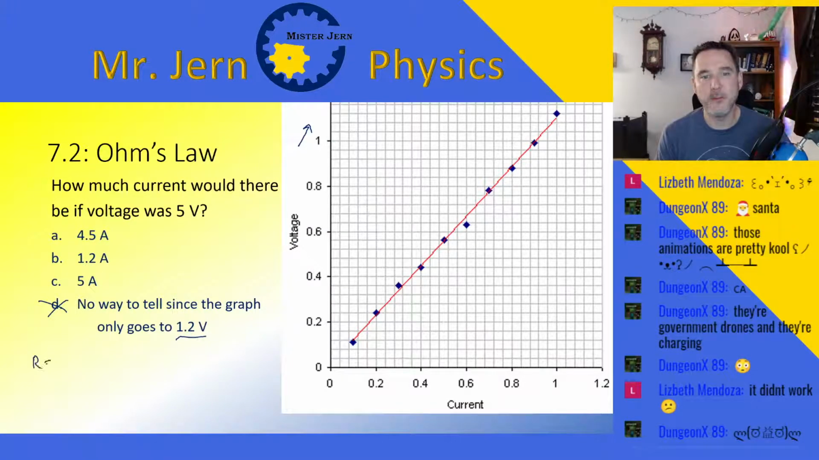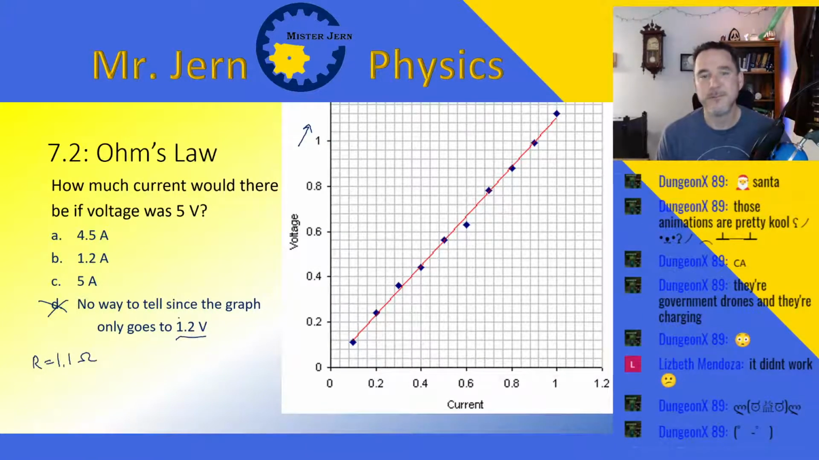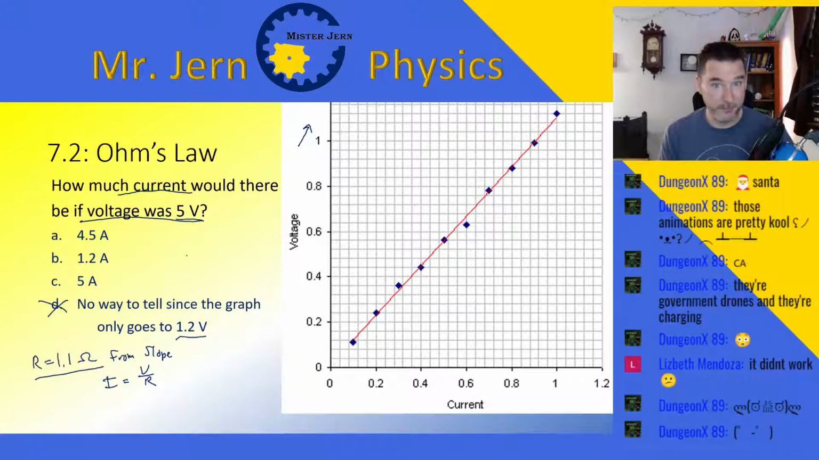Here's the deal. Remember, resistance is 1.1 ohms. We already figured that out from the slope, in the previous question. We want to know how much current there is if the voltage was 5 volts. You might want to look at the equation sheet and see that I is equal to V divided by R. We want to find current, I, we've got volts, V, and we've got resistance by finding the slope.